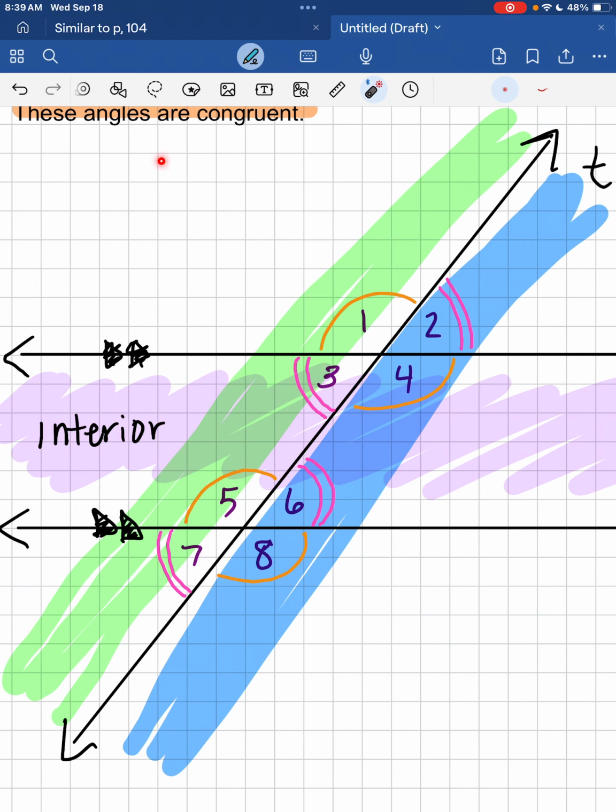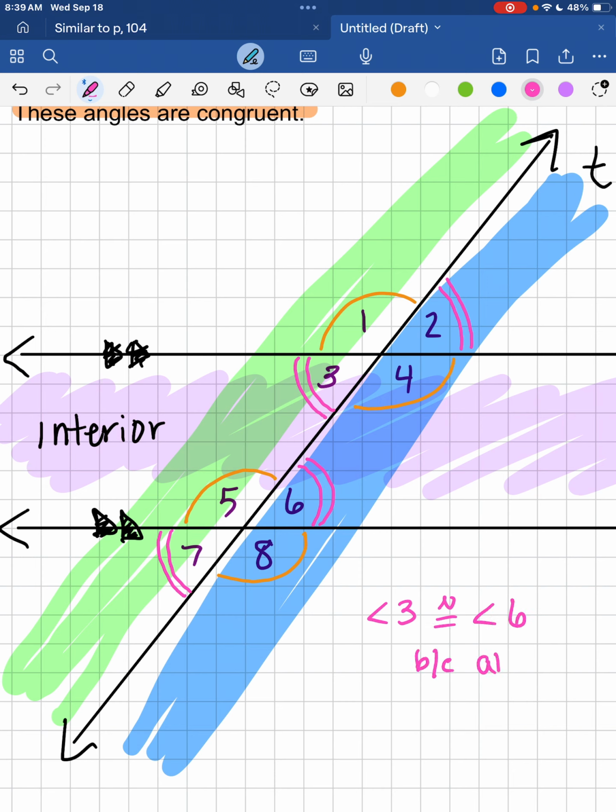So what do we know about alternate interior angles? They are congruent. So then that means you can look at this and go, okay, angle 3 is congruent to angle 6 because they're alternate interior angles. That's the definition.